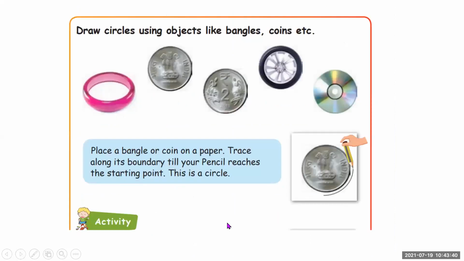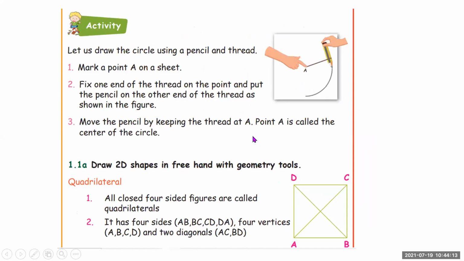Okay, now you can do some activity. You can pick up any round object or circle shape like the bangle, coins, or your CD shape, any plate also can. So just draw a circle, keep the object, take a pencil and draw around the periphery, then you get a circle. And this is an activity here.